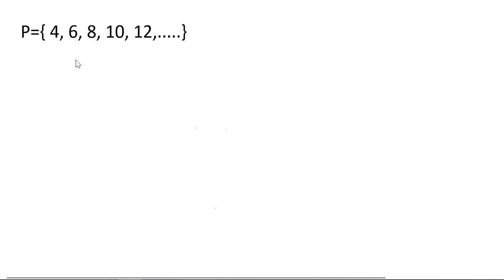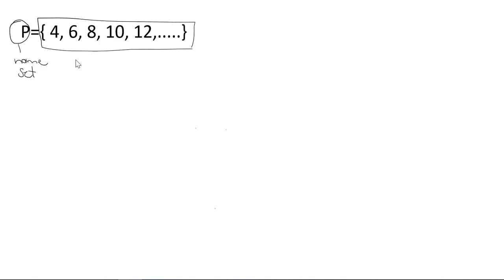In the previous lesson, we learned that a set can be given a name. This is helpful as we don't have to keep rewriting all the elements each time we make reference to the set. In this example, P is the name of the set. And set P contains all even numbers greater than 2. So to our right hand side, this is the description.